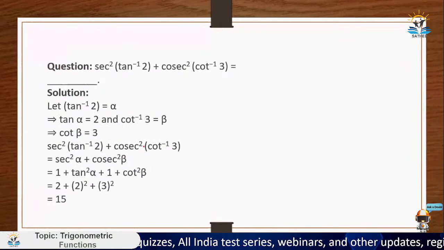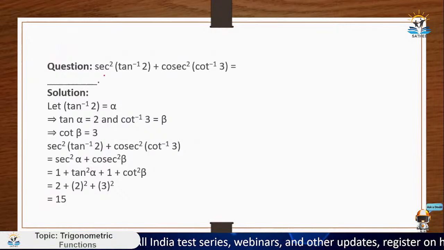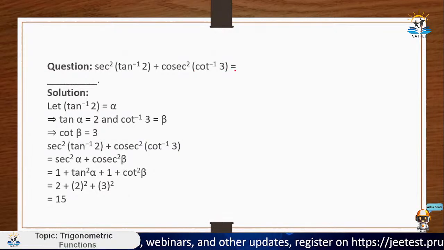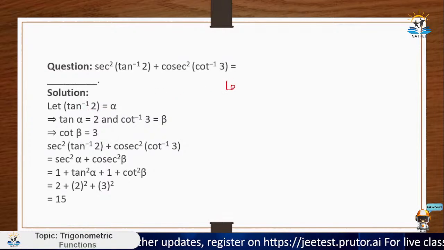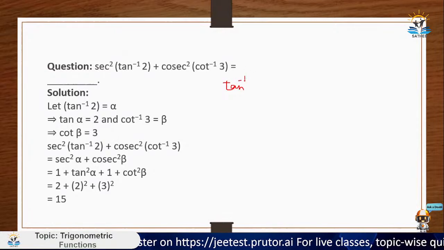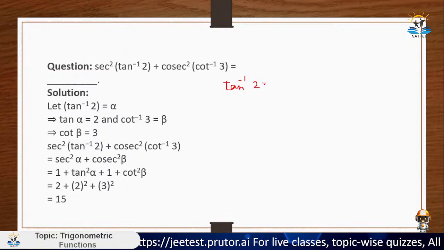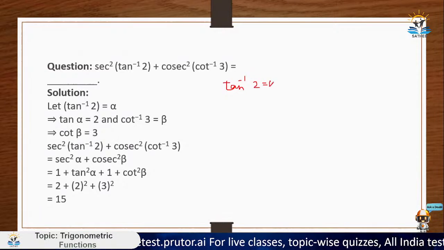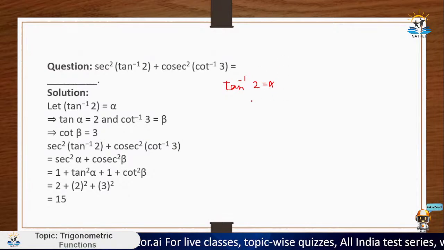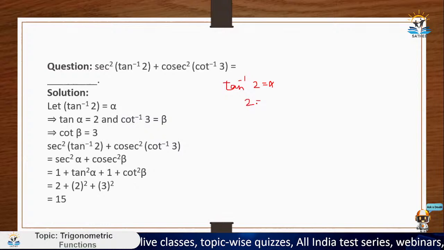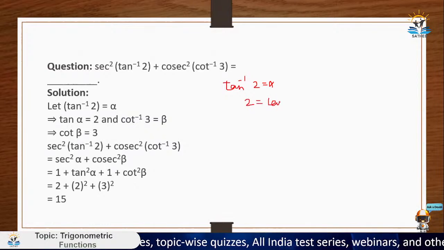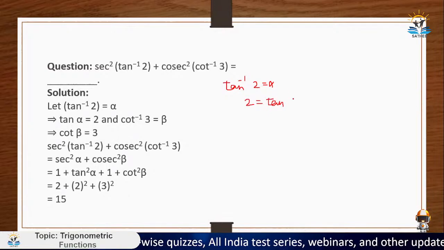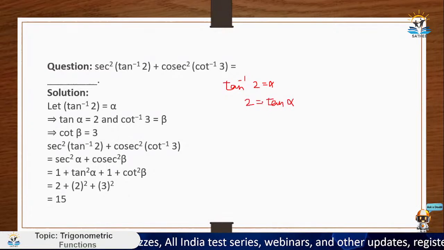Let's move ahead. Now moving on to this question. Sec square tan inverse 2 plus cosec square cot inverse 3 is equal to what? So for easy convenience, I'm taking tan inverse 2 equal to alpha. Okay. So from here, taking tan that side, you will get 2 equal to tan alpha. I hope you have worked with inverse trigonometric functions before. So here you are getting tan alpha equal to 2.